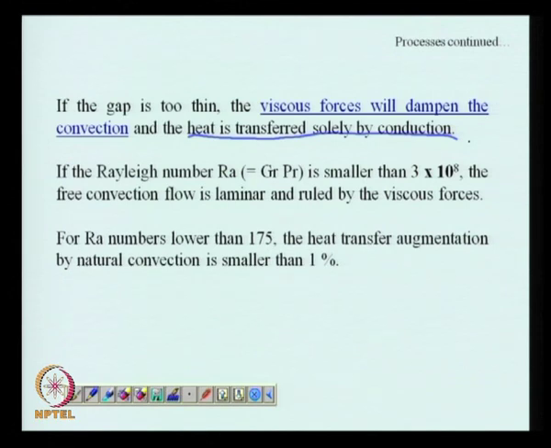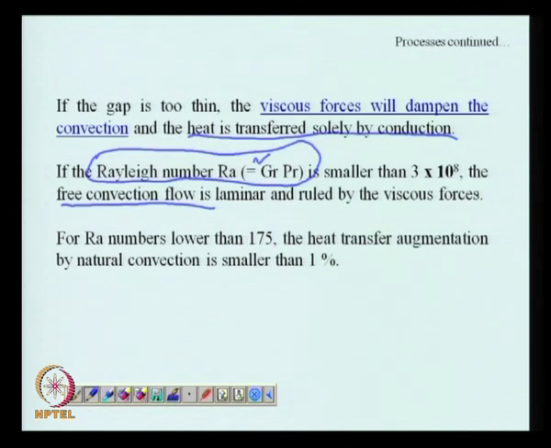So, another number which tells us whether the free convection flow is laminar or turbulent is the Rayleigh number, which is the product of the Grashof number and the Prandtl number. Now, since the Grashof number is low, the Rayleigh number is going to be smaller than 3 into 10 to the power 8.